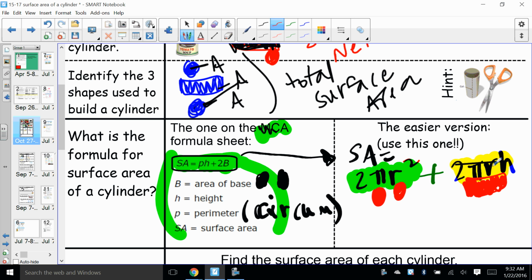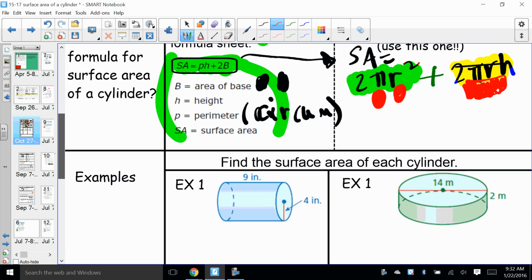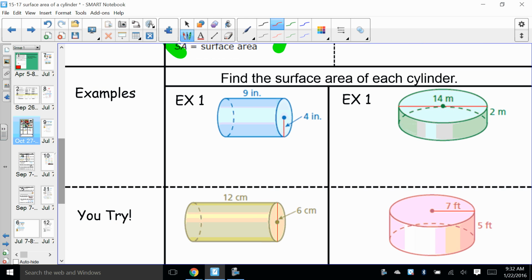We're going to be using this for the entire unit. You're going to say it so much that you are going to have it locked in your brain forever. Here we go. Surface area is 2 pi r squared plus 2 pi r h. Let's give it a shot.